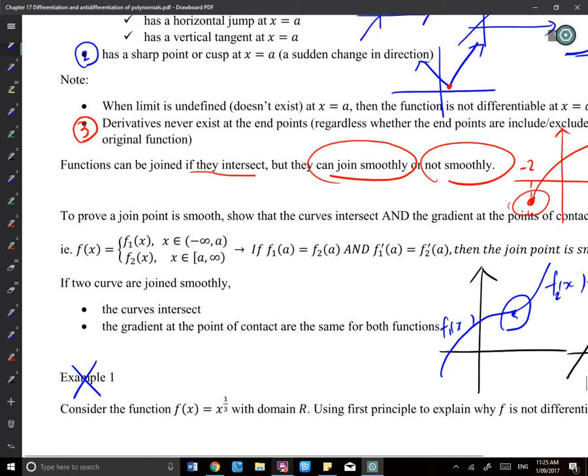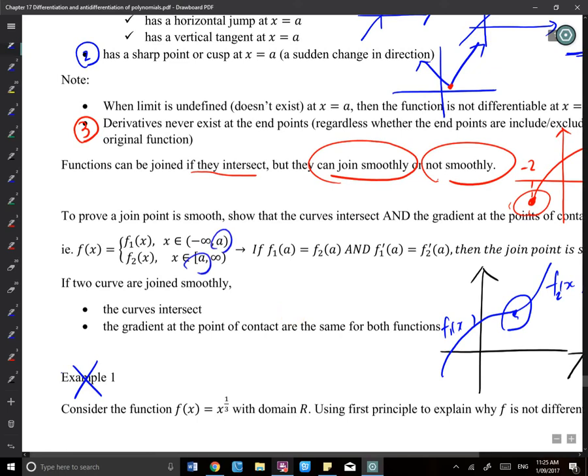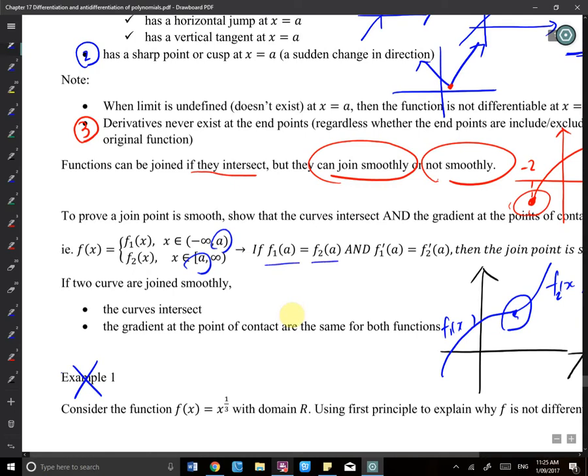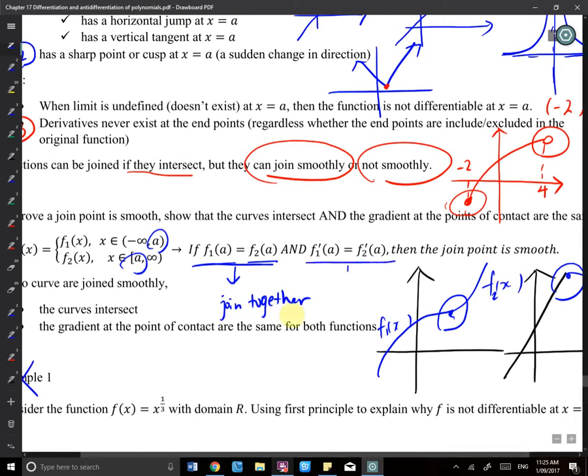Let's say f(x) is given by two separate functions, and they connect at the point A. So I have f1(x) and f2(x). They connect at point A. So if f1(a) equals f2(a), that's joined together. This gives you joined together. Why? Because they have the same y value at the same x value, one open circle, one closed circle. They join together. But joined smoothly is this here.